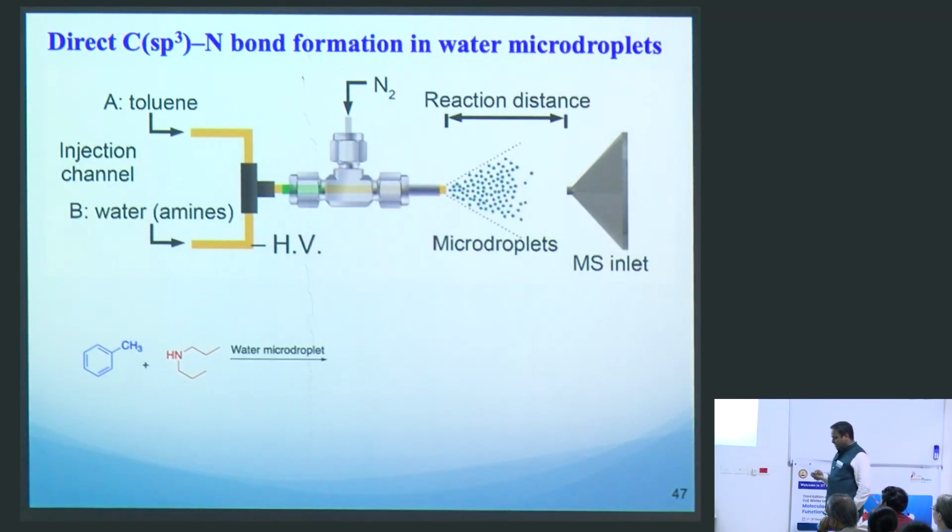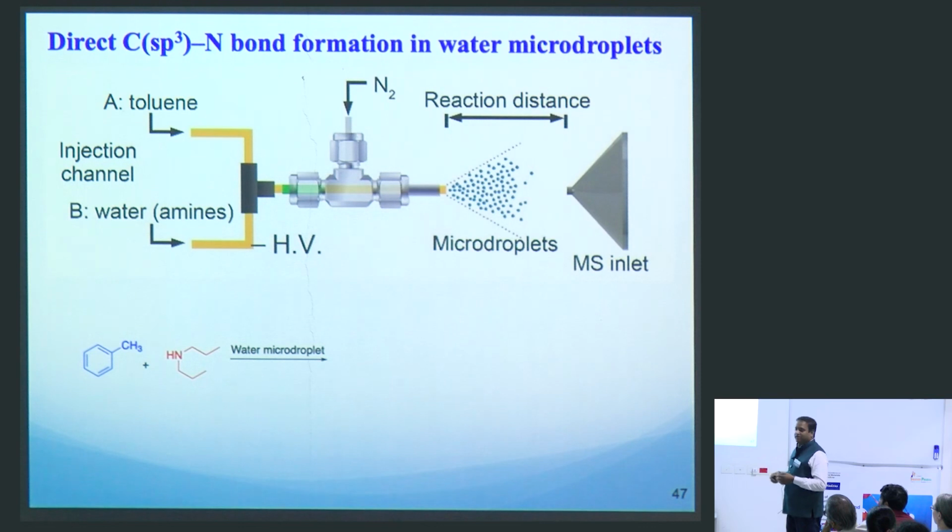So what we have done is take the sample toluene and water in a dual spray. Earlier I showed a mixture of solvent and water, but here toluene and water are immiscible. I hope everyone knows that if you mix toluene and water, they are not going to mix. In the very beginning we tried directly, and obviously it forms two layers, it's not going to work.